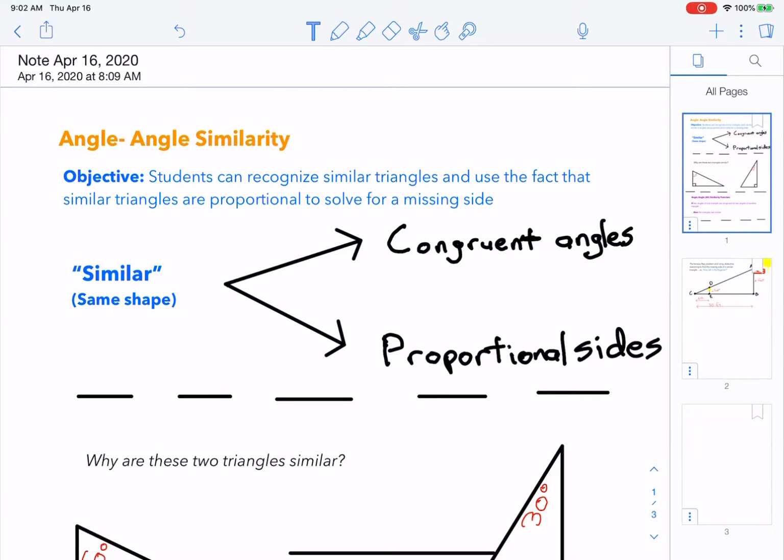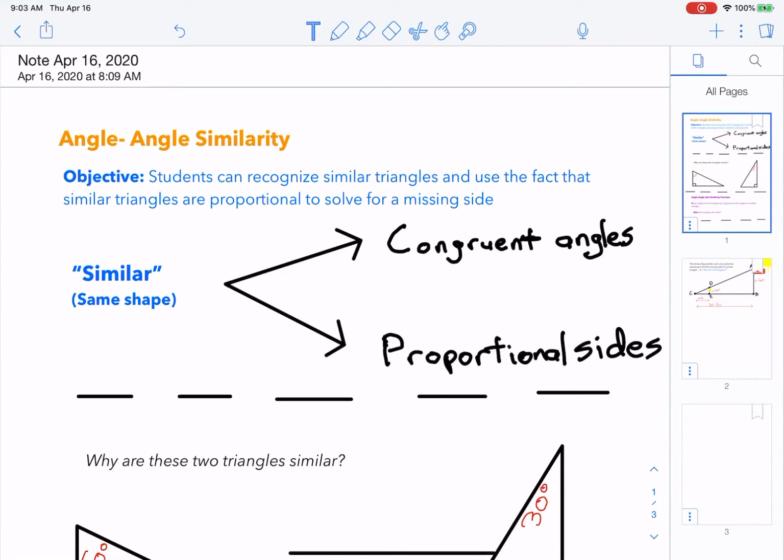Okay, bridge students, today we have a fun lesson on angle-angle similarity with what's called the famous flag problem, or at least I call it that. We'll learn about that in a minute. My objective is that you can recognize similar triangles, and use the fact that similar triangles are proportional to solve for a missing side.